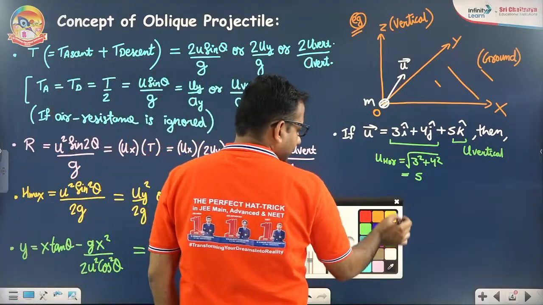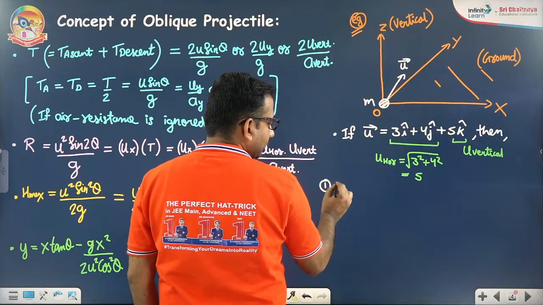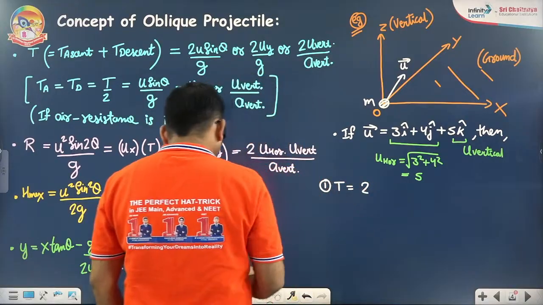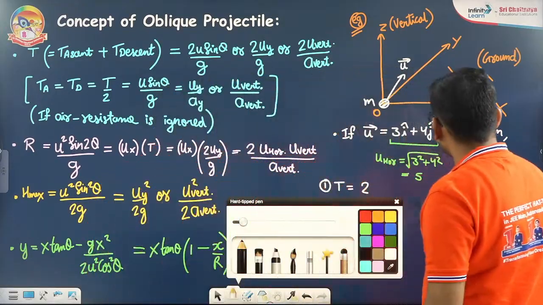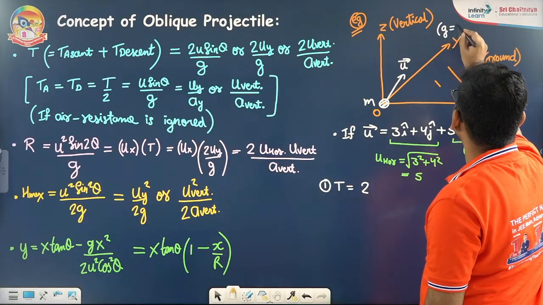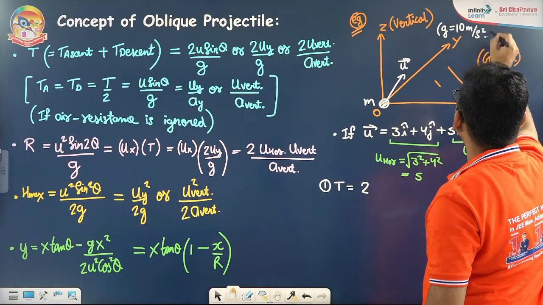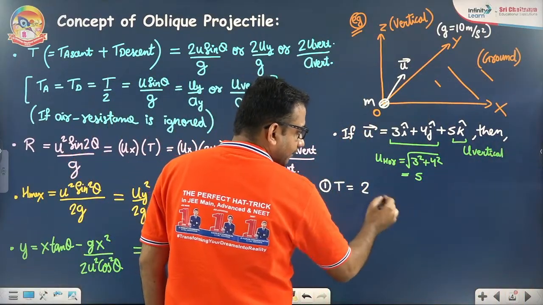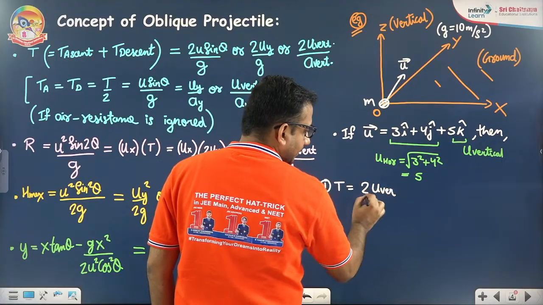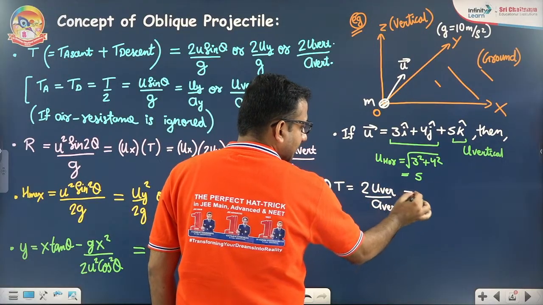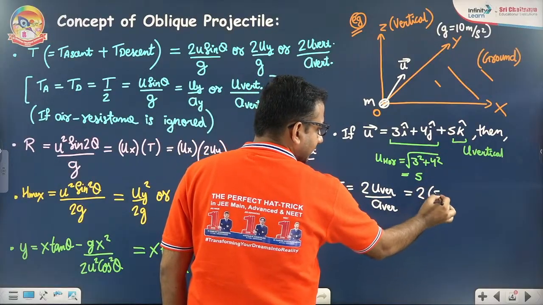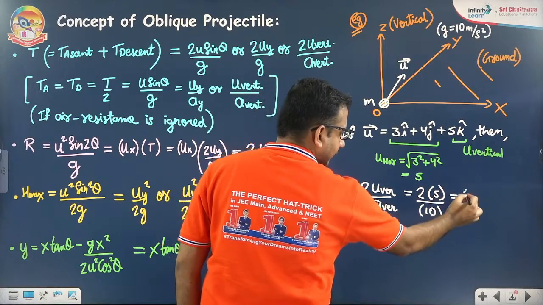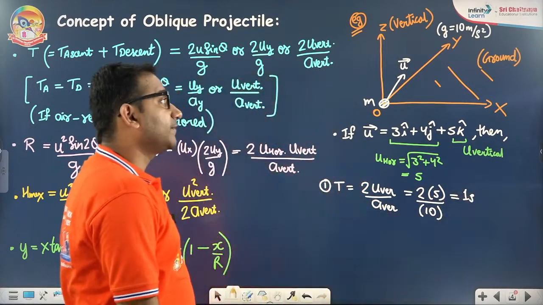So here, number one, if they are asking you the time of flight, that is twice u vertical by a vertical. You can take the g value as 10 meter per second square. The gravity is obviously vertically downwards. So t is 2 u vertical by g. You can simply write it as twice of 5 by 10, which is 10 by 10. The time of flight is 1 second.